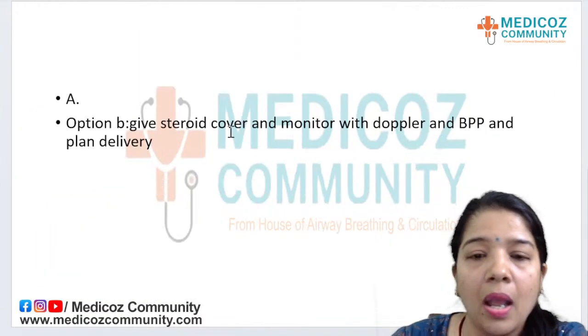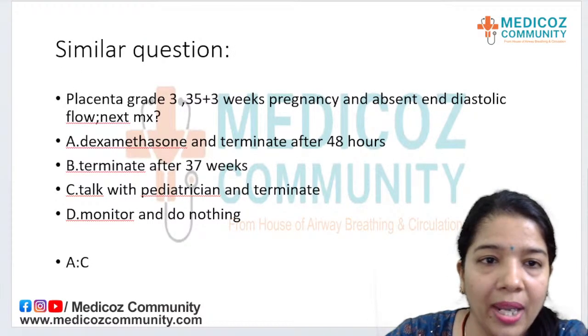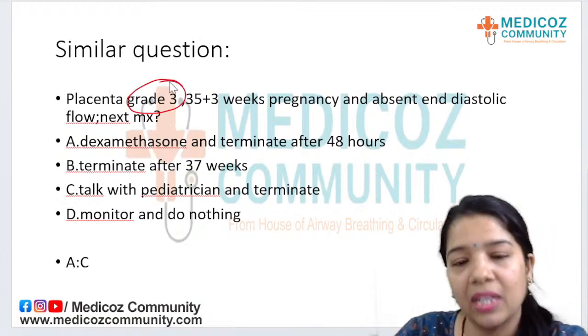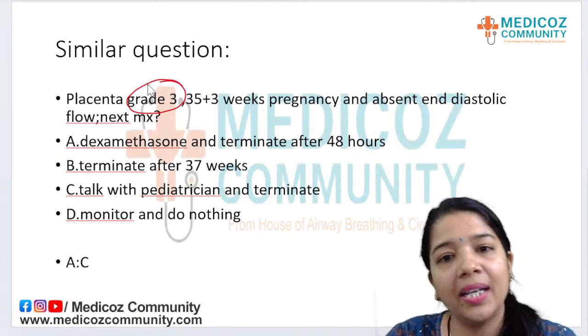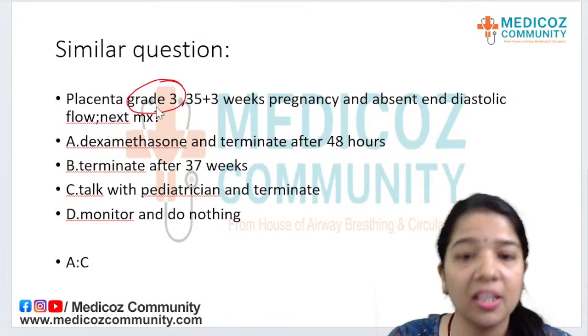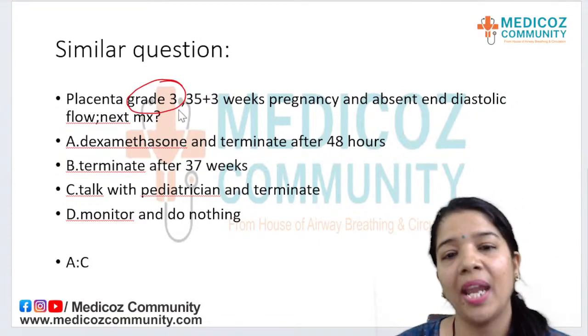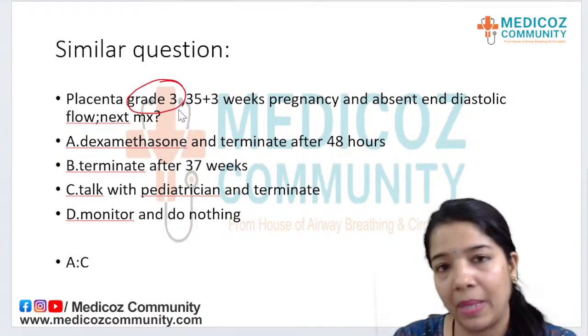Okay, now suppose there is a similar question. Now the placenta grade is 3. When they say grade, what is the significance? Basically the higher the grade, this means the maturity of the placenta is more and there is more calcification. Basically the placenta is getting aged. It is not in a situation to support the baby's nutrition.